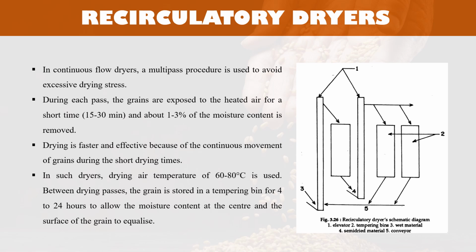Drying is faster and effective because of the continuous movement of the grains during the short drying times. In such dryers, a drying temperature of 60 to 80 degrees Celsius is used. Between drying passes, the grains are stored in a tempering bin for 4 to 24 hours to allow the moisture content at the center and the surface of the grains to equalize.